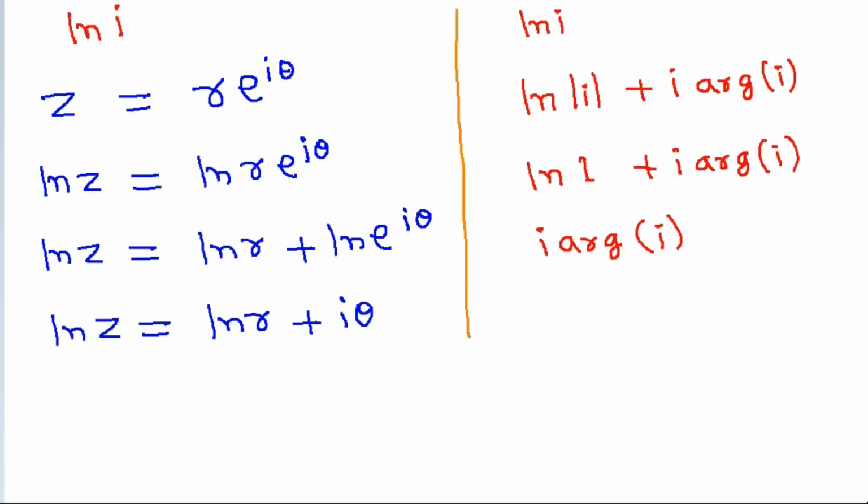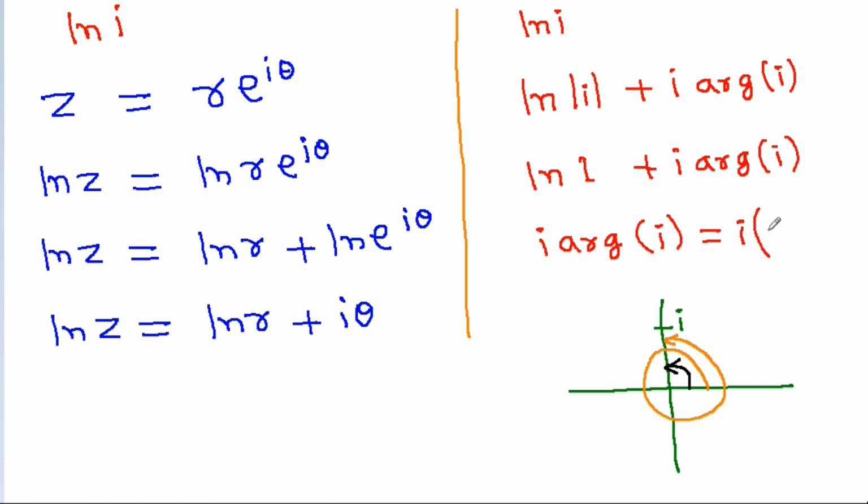And now this is the real axis and this is the imaginary axis, and on the imaginary axis we get i. So we can say that the argument of i is pi by 2, or we can also say that it is 2 pi plus pi by 2, or 4 pi plus pi by 2. So we get the argument of i is 2n pi plus pi by 2. So it will be i times the argument of i, which is 2n pi plus pi by 2. So we get ln i is i times 2n pi plus pi by 2.